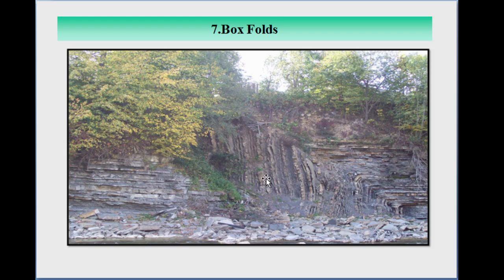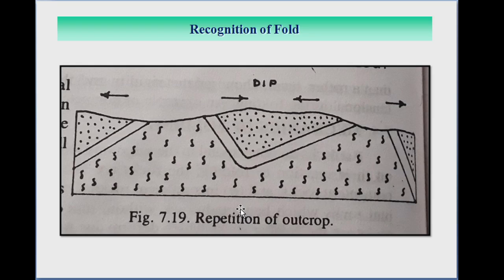So up to here we have seen the different types of fold, the classification of the fold depending upon the position of the axial plane. Our next point is the recognition of the fold. Now we will see how to recognize whether a fold is absent or present in the earth's crust. How to identify this?